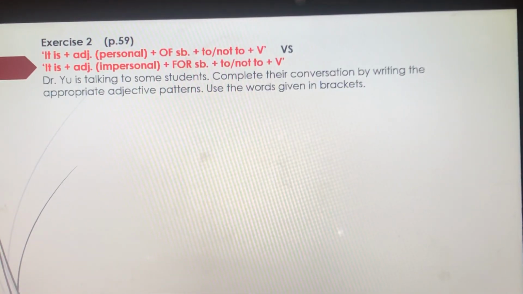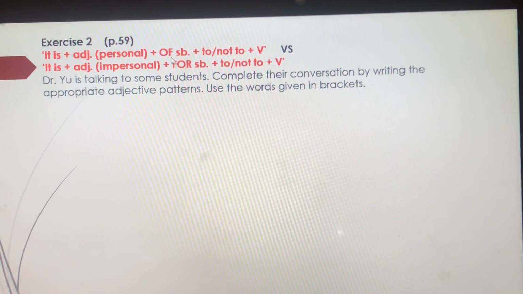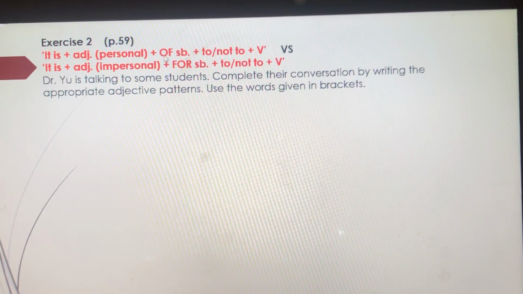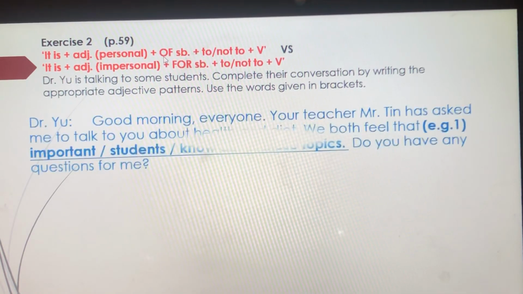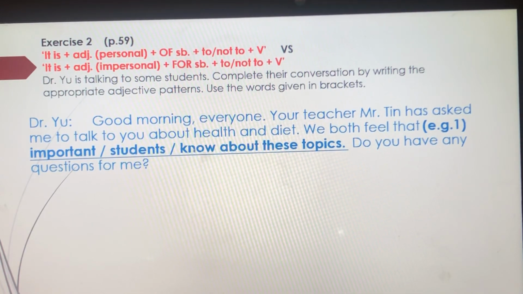So go to page 59. Try to apply the concepts we have just learned, either of or for. We use personal adjective with of. We use impersonal adjectives with for. Now, in the situation, Dr. Yu is talking to some students. So complete the conversation by writing the appropriate adjective patterns, like here. Dr. Yu said, "Good morning, everyone. Your teacher, Mr. Tin, has asked me to talk to you about health and diet."